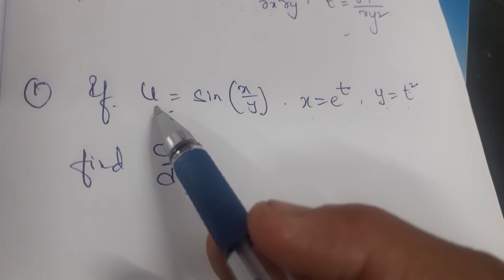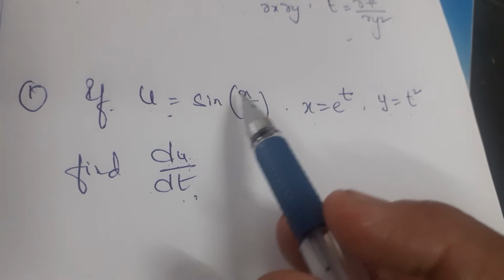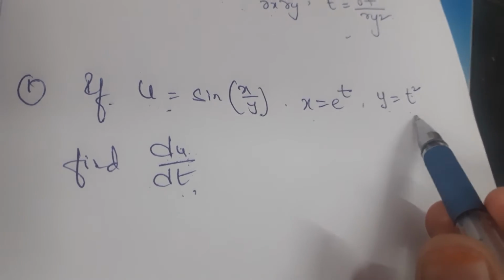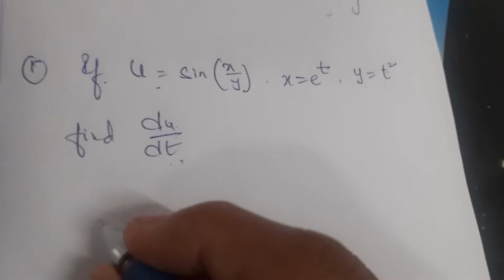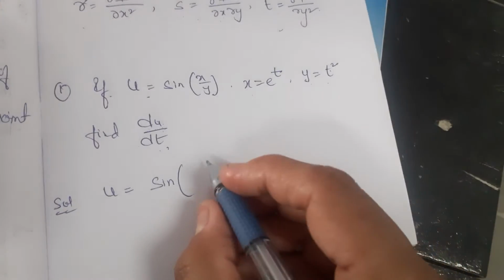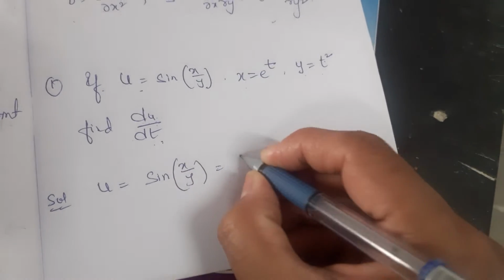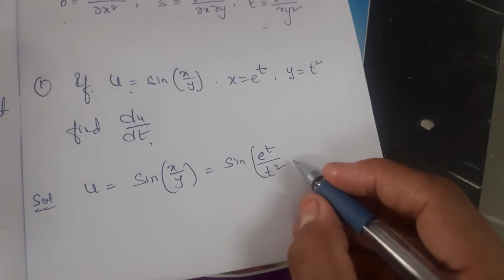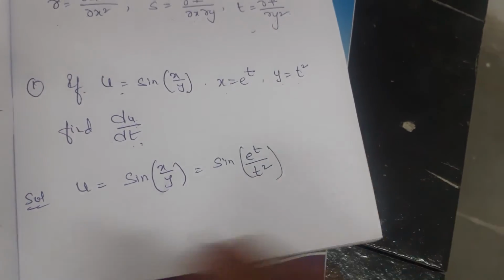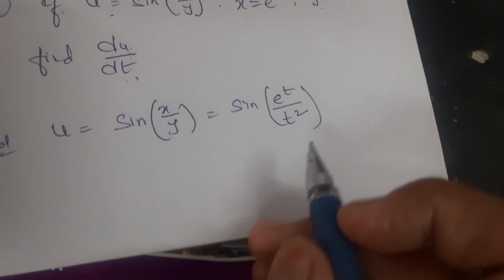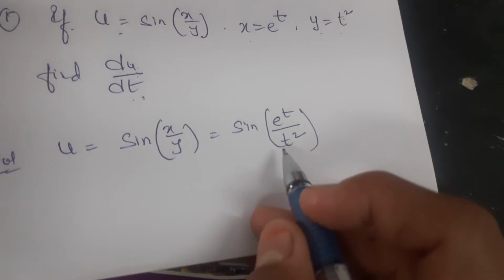Here our function U is equal to sin of x by y, where x is equal to e power t and y is equal to t square. So let us substitute. In our solution, U is equal to sin of e power t by t square. In the place of x, I am substituting e power t, and in the place of y, I am substituting t square.